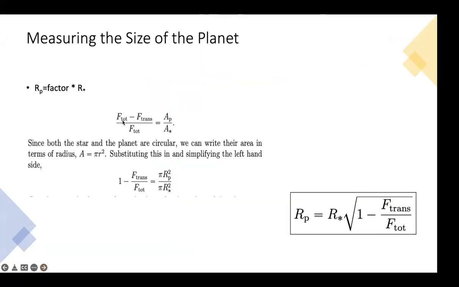So what we are going to do is, if you take the total flux minus the transmitted flux, this is the delta flux. So your delta flux is, for example, 1%. And divide that by the total flux. This is nothing but the ratio of the areas, the area of the planet and the area of the star. And that ratio is nothing but what? This area is pi Rp squared divided by pi R star squared. And therefore, if I divide this, you'll get 1 minus F trans by F total is equal to pi Rp squared divided by pi R star squared.